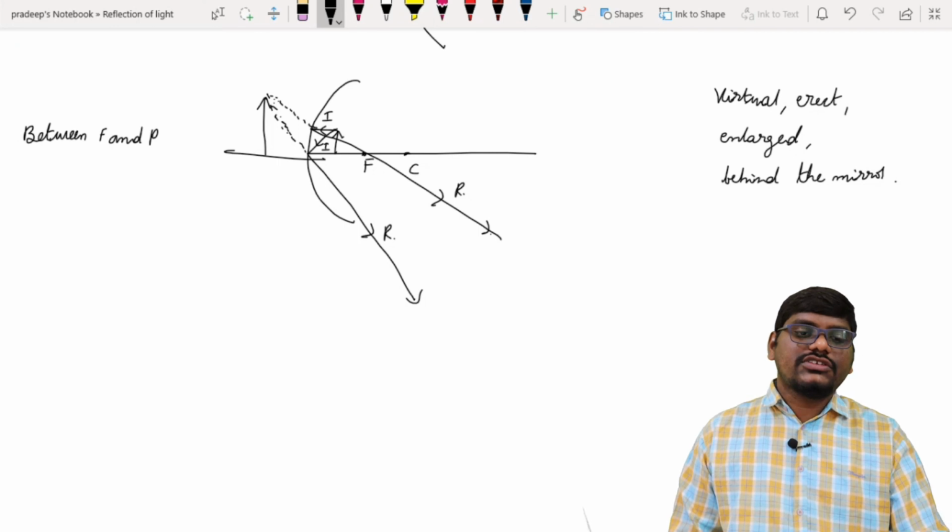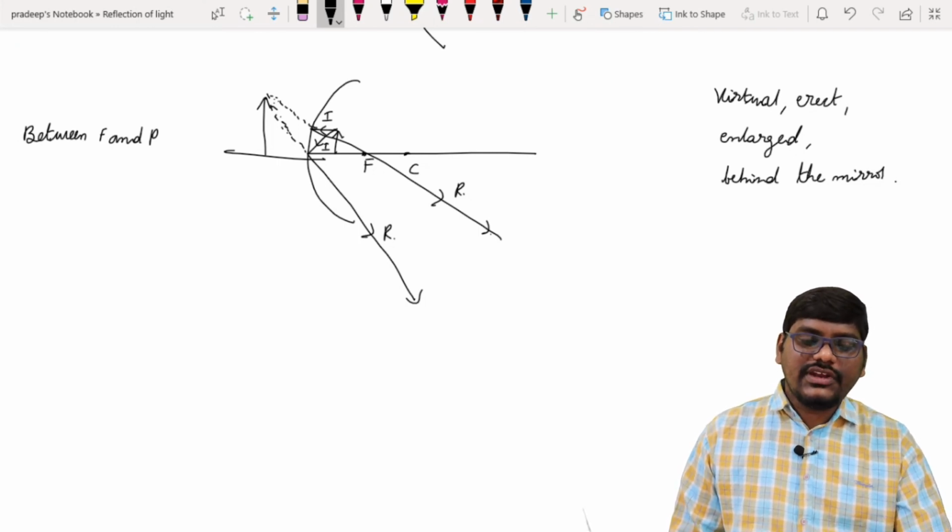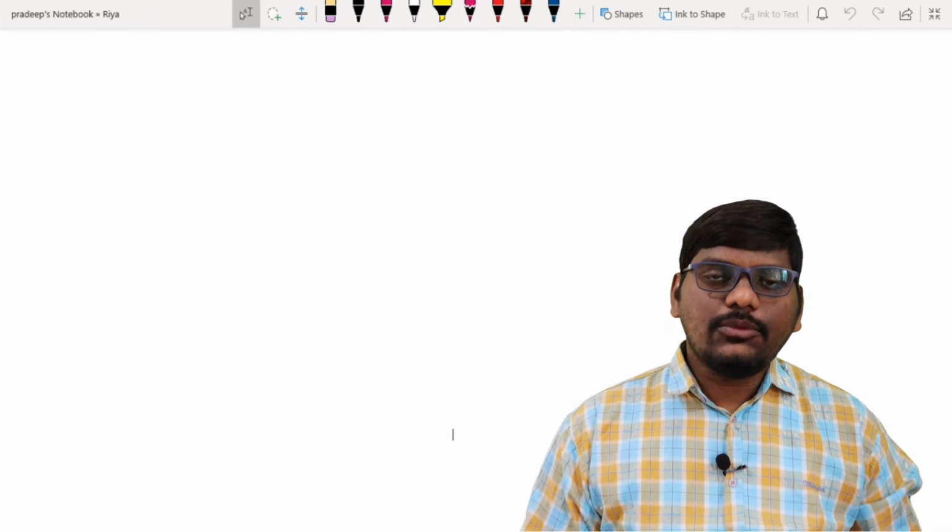Got it? So it's very simple to understand. I hope this is very clear. So this is all about the concave mirror.